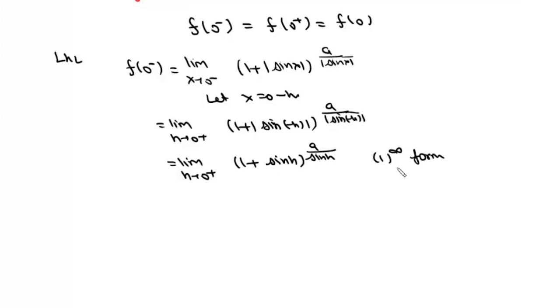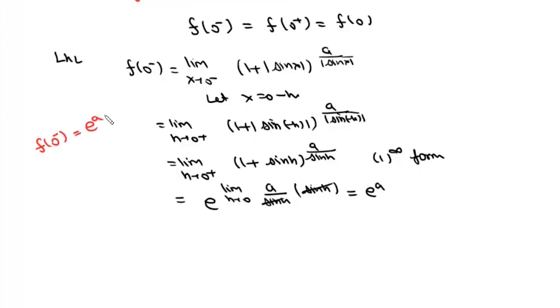And if it is 1 to the power infinite form, we'll directly use this shortcut. So it will be e to the power limit h tends to 0 gx, which is this power a upon sin h into fx minus 1, and fx minus 1 is sin h. Now this sin h and sin h will cancel. So this left hand limit, it is e to the power a. So from here we have our left hand limit f0 negative and it is e to the power a.